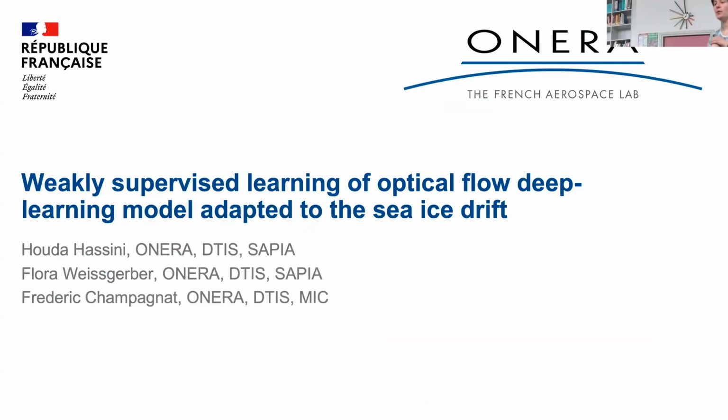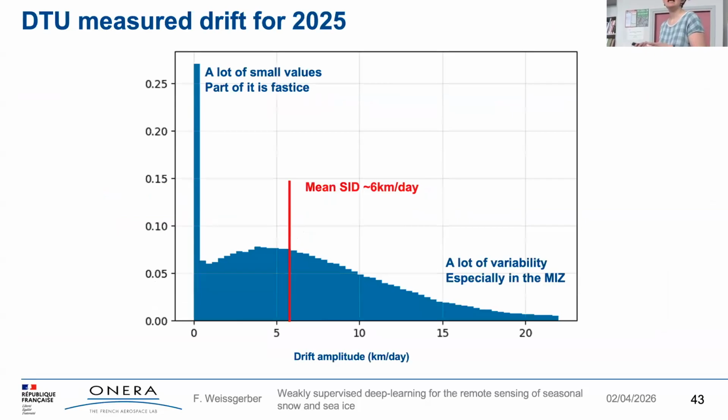But what we also want to get, as I said, is the drift. That's the work of Uda Assini, who is finishing a postdoc at the moment. So the sea ice is drifting, approximately 6 kilometers a day. I mean, the mean drift in the Arctic is 6 kilometers a day. So it moves a lot. And in the marginal ice zone, it really can move a lot, like 20 kilometers per day. So you need to compensate for that. And you also have a lot of small values in the pack ice.